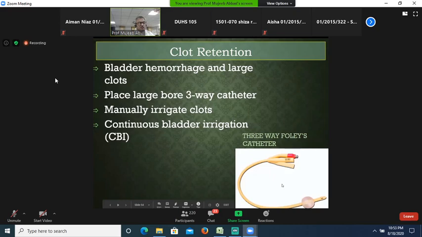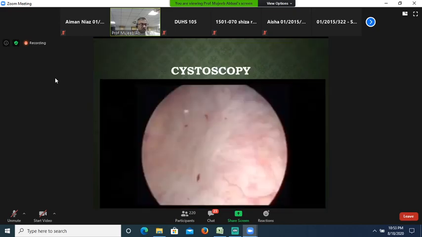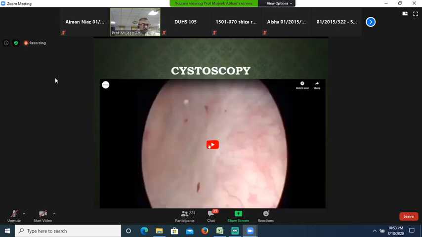Then you slowly remove it and then do the rest of the investigations, like cystoscope and all those things. But this is the first line of treatment. Old age or young age, whoever is coming with the clots, then we have to put a three-way catheter and continuous bladder irrigation. Now that's a video of a cystoscope, technically speaking, just to show you how it looks when we are doing it.